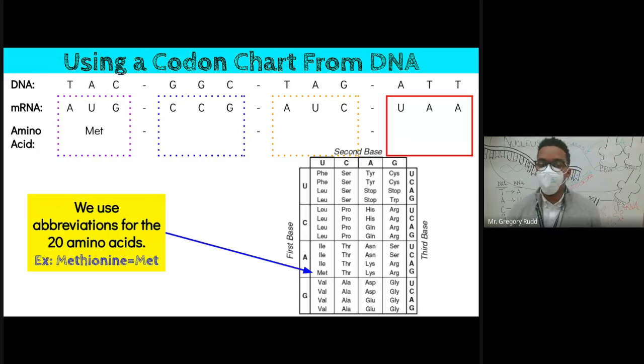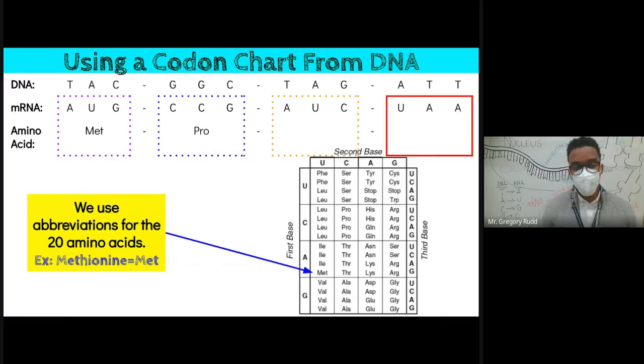Now, here's a cheat code, guys. Methionine is almost always going to be first, so just be on the lookout for that. MET is almost always going to be the first amino acid because AUG will almost always be the first codon. So just something to note. Okay, that next one, CCG. What does that become? That becomes PRO, proline, right? Good. Then AUC.